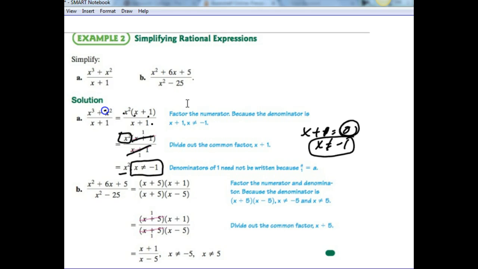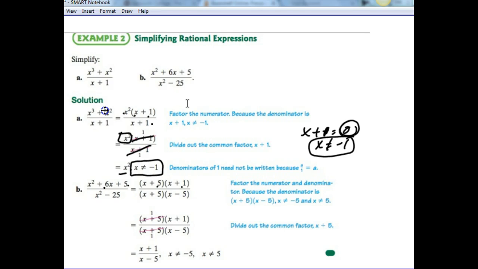Okay. Now let's look at part B here. When you look at part B, we're going to factor x squared plus 6x plus 5. Now from previous sections, even in earlier sections, we went over again how to factor a trinomial. You're looking for factors of 5 that add up to be 6, which happen to be 5 and 1. So that's why it factors into x plus 5 and x plus 1. You have to be pretty good at factoring to be able to simplify rational expressions.